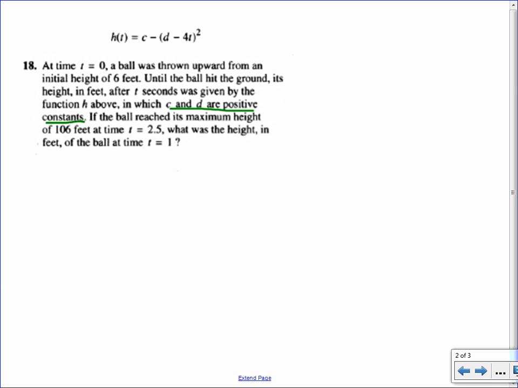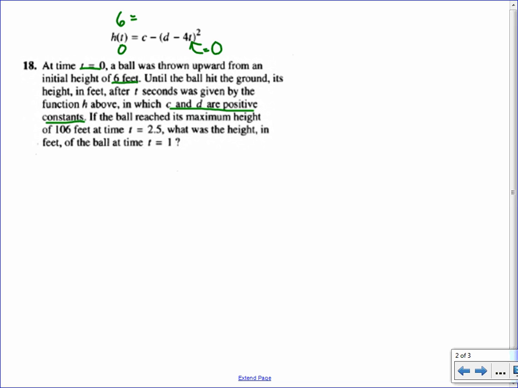If the ball reached its maximum height of 106 feet at time t equals 2.5, what was the height in feet of the ball at time t equals 1? Okay, so first you want to get c in terms of d. So you could do that by plugging in the information that you have. So you have that when the time t is 0, the height is 6 feet. So you can just plug this in as 6 here, and then plug in 0 here as t.